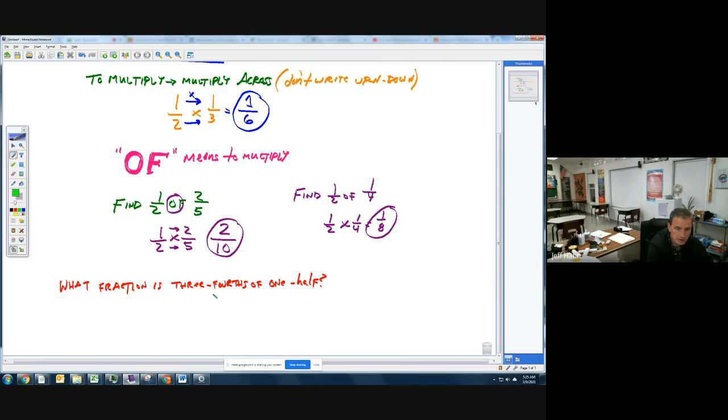If you write that out, here is the word "of." That means you're going to multiply. And what are we multiplying together? 3/4 times 1/2. Multiplying across, 3 on top, and an 8 on the bottom. 3/4 times 1/2 is 3/8. And that, ladies and gentlemen, is just that easy. It does get a little more complicated later on, but for right now, that's going to get you by for what you need to know for now.